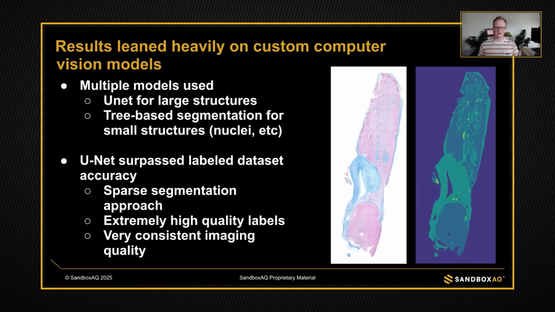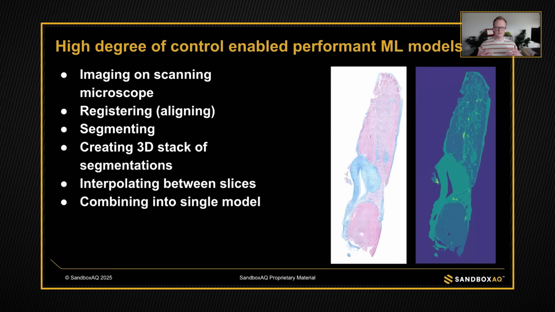So we'll talk about how that affected this UNet, or a combination of a sparse segmentation practice, as well as ensuring extremely high quality labels and a very consistent imaging quality, gave us very performant models. We had control over exactly how the stains were applied, and we used machines to ensure that it was really consistent across every piece of tissue. We did our own imaging. We did our own registration of these images, so aligning them. We created our own custom interpolation methods between all of the slices to create these 3D models.